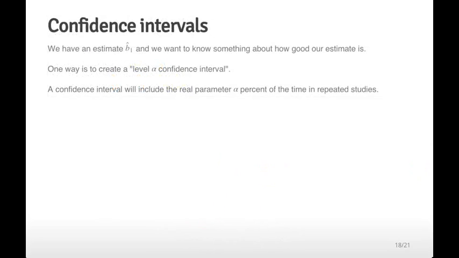Once we have our estimate, in this case beta hat 1, the estimate of the slope between the two variables, we want to know something about how good our estimate is. Or maybe a better way to put this is, we want to know what are the possible values that the real B1 has when we have this B1 hat estimate. One way is to create what's called a level alpha confidence interval. A confidence interval is going to be a set of values for B1 that we think are plausible. They're defined in a very specific statistical way, in the sense that a confidence interval will include the real parameter, the real value of B1, alpha percent of the time in repeated studies.